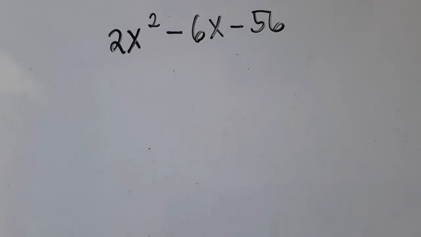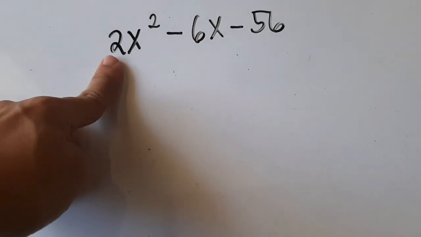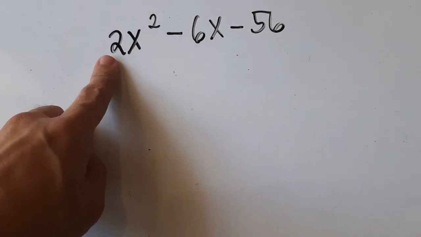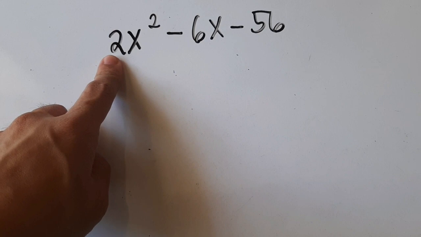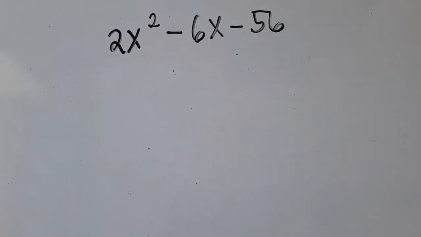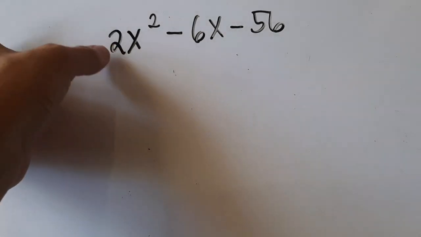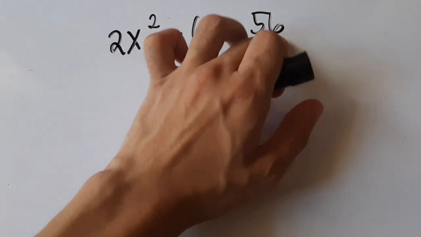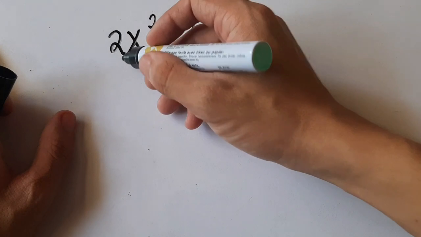Now, let's have another example, or our last example will be 2x squared minus 6x minus 56. In this case, this is a quadratic equation. But the difference is we have the numerical coefficient of 2. So the first thing to do is to factor this one into a simpler expression. So we will remove 2 because they are divisible by 2. So we will remove this 2.